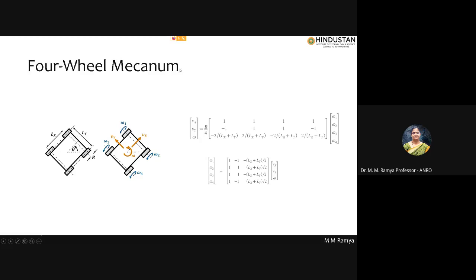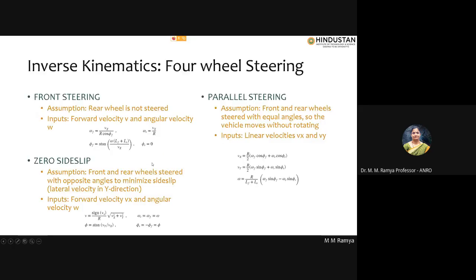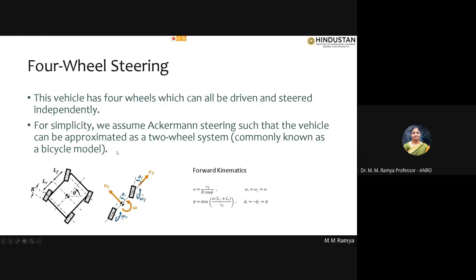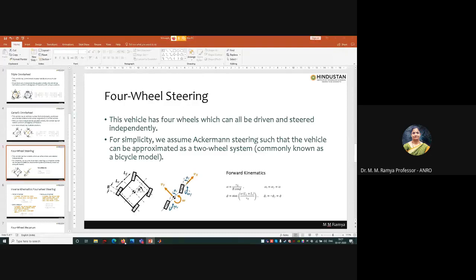Now the four wheel mechanism is where you are going to drive all the four wheels. You have a steering mechanism for all the four wheels at the same time. So this has maximum complexity, and you will go ahead with forward and inverse kinematics. Of course, the terminologies that we are using here are the same that we have discussed for the four wheel steering as well.